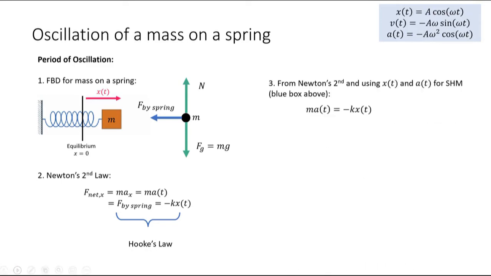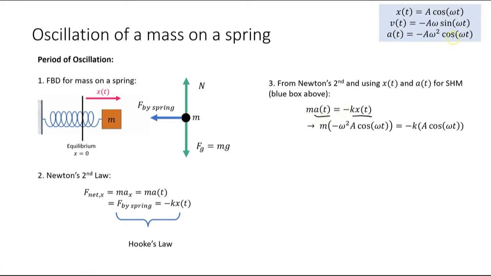All right, and so now we have our desired relationship between acceleration and the displacement of this mass from its equilibrium position as functions of time. What we can do is plug in the relationships from simple harmonic motion that we have in the blue box up in the right-hand corner. We're going to plug those in for a of t and x of t here. So that's what I did.